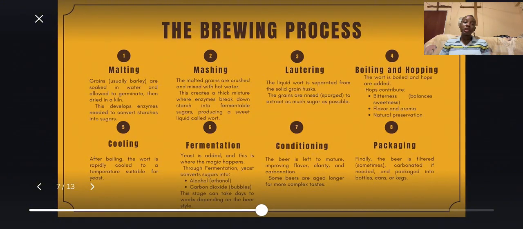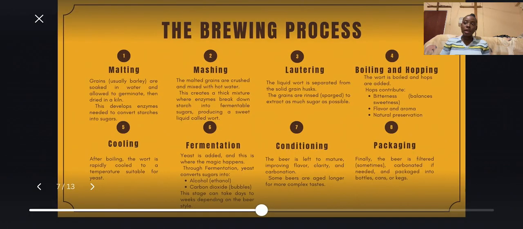Then we go to the 5th stage, which is cooling. After boiling, the wort is rapidly cooled to a temperature suitable for the yeast, because as we know, yeast dies in hot temperatures. It needs a certain temperature to remain viable and live. The 6th process is fermentation. That's how we get the alcohol that we all love. The yeast is added, and that is where the magic begins. Through fermentation, yeast converts sugars into alcohol and carbon dioxide. That's where we get the little bubbles and everything.